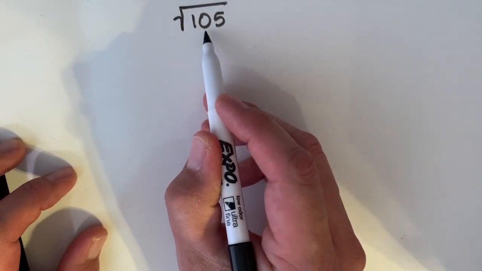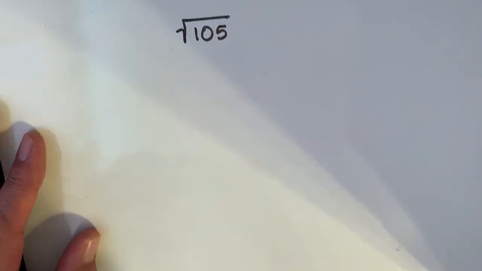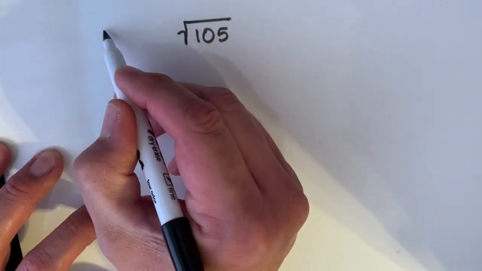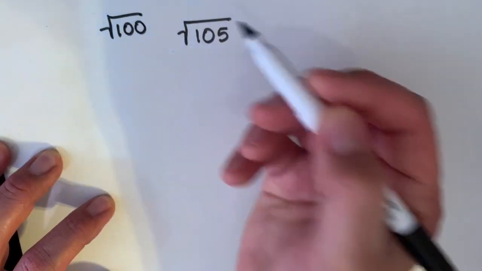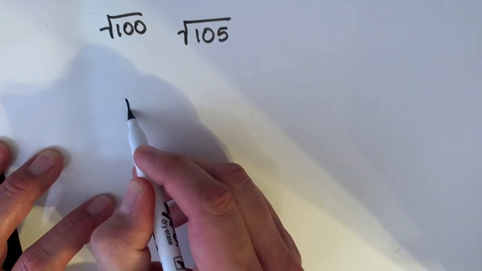Try that on your own. Press pause. So, I know this. I know that there's a number before 105 that is a perfect square. This is why I'm telling you guys to memorize all the perfect squares that you get by multiplying 1 times 1, 2 times 2, 3 times 3, all the way up to 15 times 15, right? Because I know that 10 times 10 gets me a perfect square, which would be 100. So if I square root 100, I'm going to get 10.